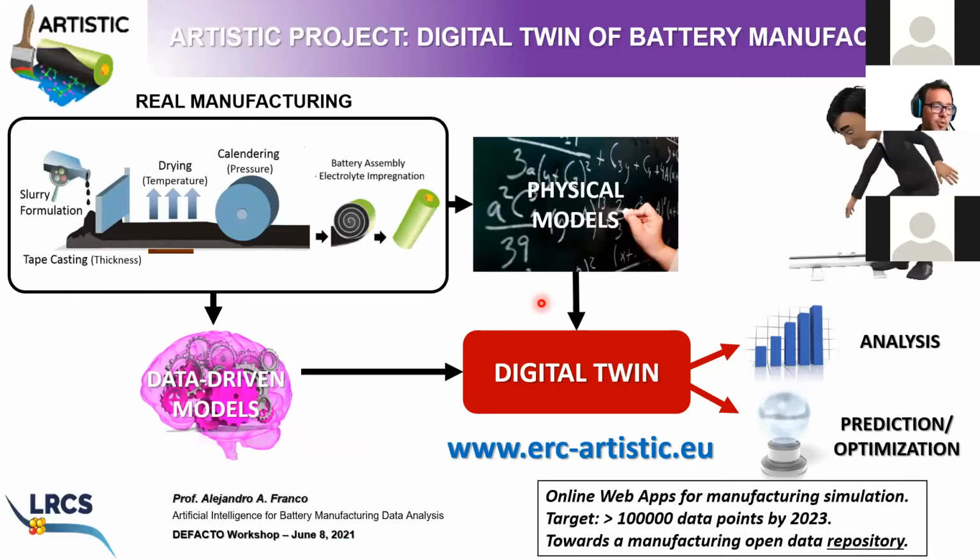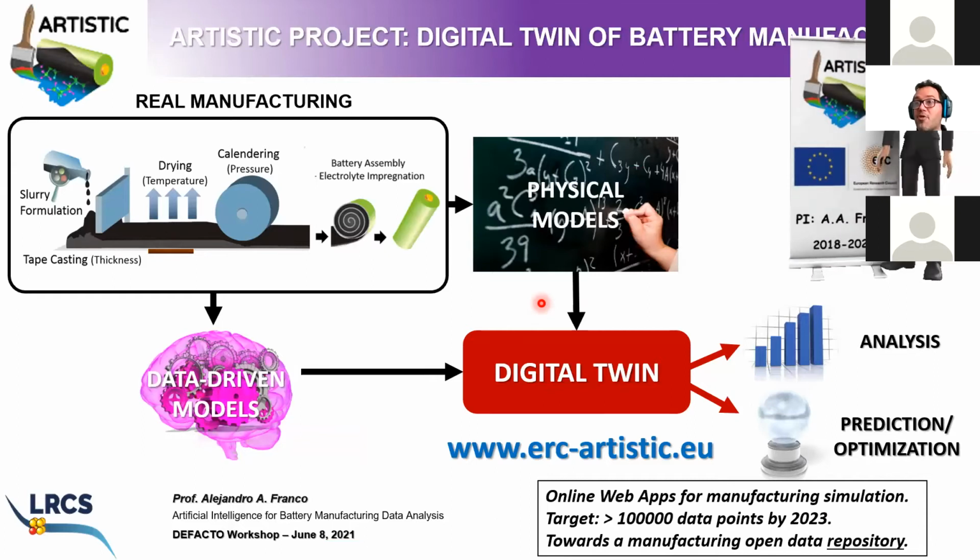All these examples I showed you today are in the context of a project. It was mentioned very nicely by Christina Enstrom in her presentation. The name of this project is ARTISTIC, which is actually a project dealing with the digitalization of battery manufacturing, exactly like DEFACTO. But this ARTISTIC project started 2 years earlier, right? It started in 2018. So it's an ERC project for 5 years. I am the PI. And here, this digital twin that we are establishing results from the combination of physics-based models and data-driven models at the same time, okay? And the goal of this digital twin is accelerating the analysis of manufacturing data and also predicting and optimizing.